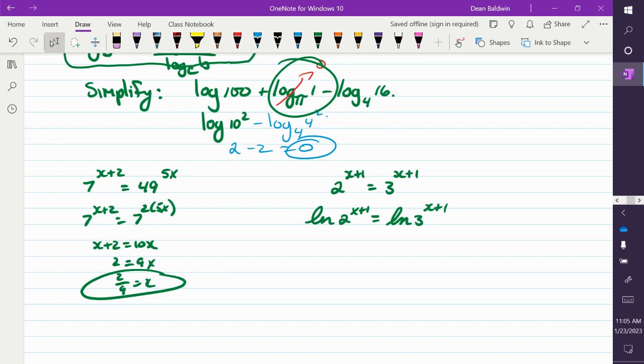Now what? Drop the exponents. Remember to bracket them, because what do you do with the log then? It has to be distributed in, so you get x natural log of 2 plus 1 times natural log of 2. Yeah, we'll do both.